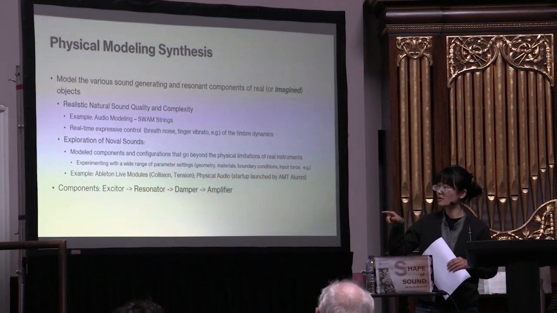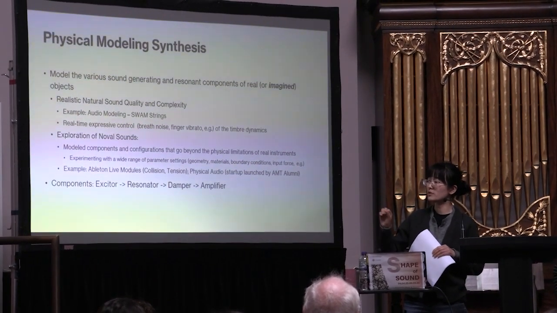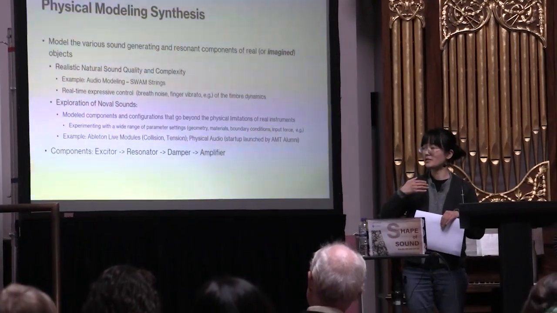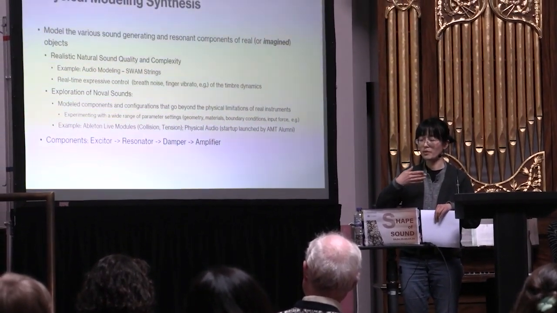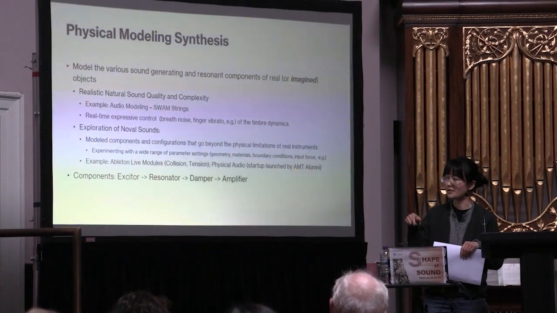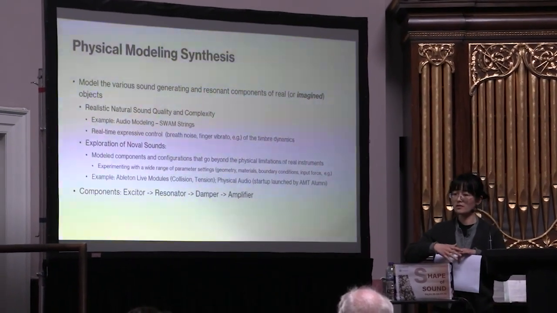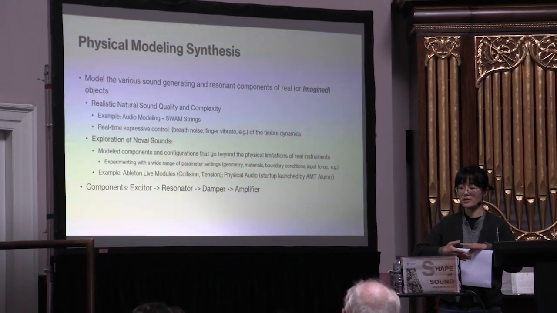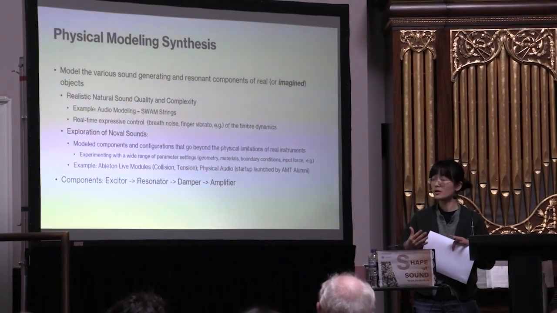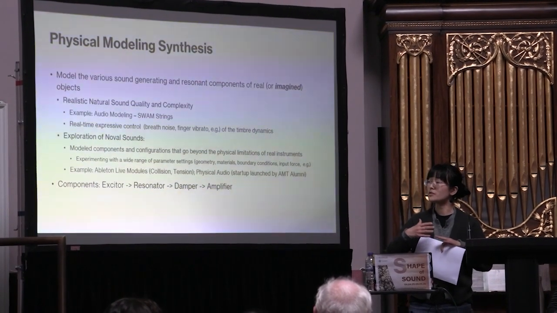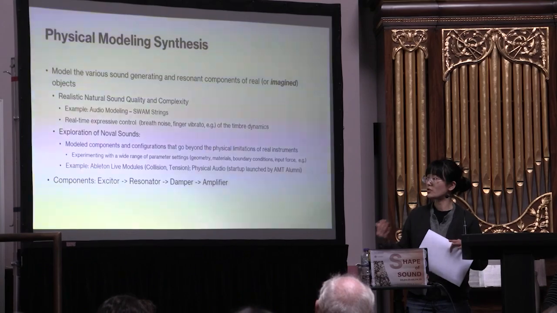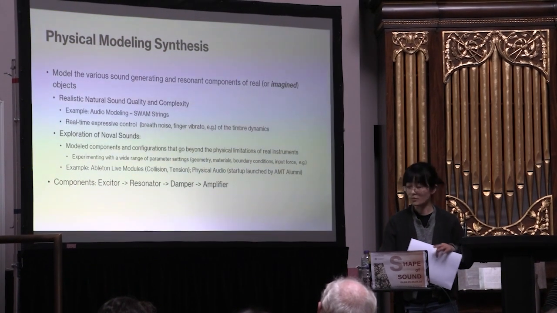So the general component pipeline would be an exciter, like how you excite the vibration by blowing and blocking, a resonator, like the main vibration that happens in the instrument body, and a damper, how the energy dissipates and decreases over time, and eventually it will be amplified to make a louder sound.